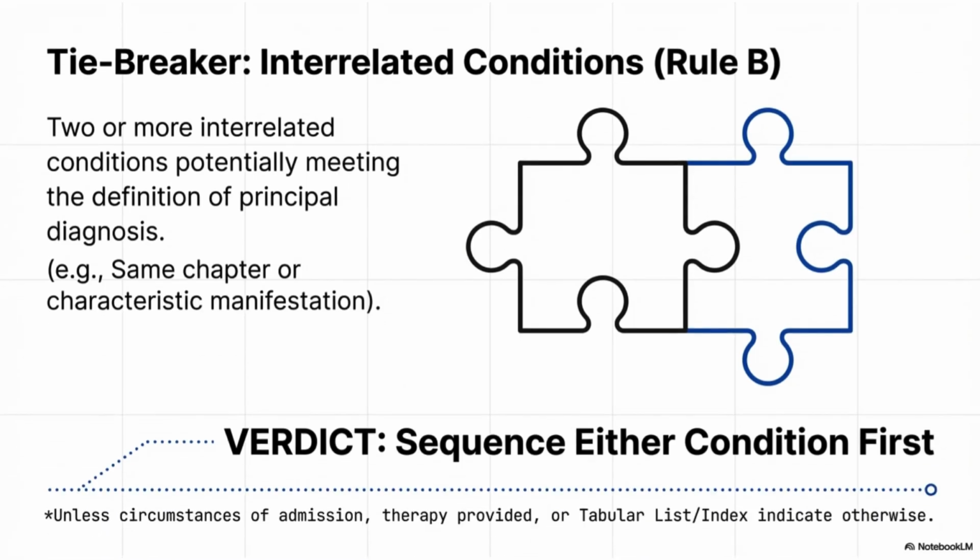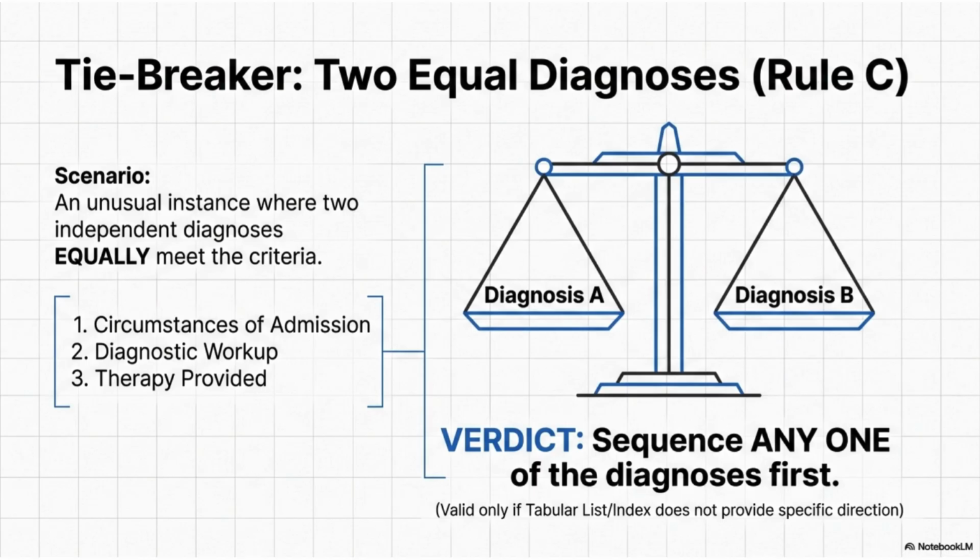When two or more interrelated conditions both meet the definition of principal diagnosis, for example, conditions from the same chapter or one being a characteristic manifestation of another, you may sequence either condition first. This flexibility applies unless the tabular list, index, or circumstances of admission dictate otherwise. In rare cases, two unrelated diagnoses equally meet the criteria for principal diagnosis. When this occurs, coders should review circumstances of admission, diagnostic workup, and therapy provided. If both remain equal, either diagnosis may be sequenced first.